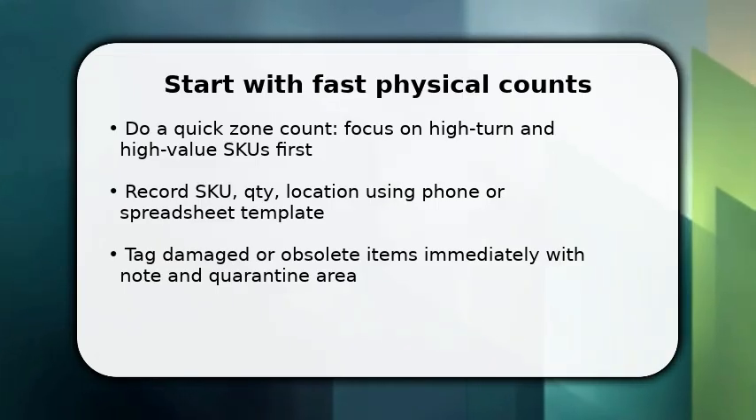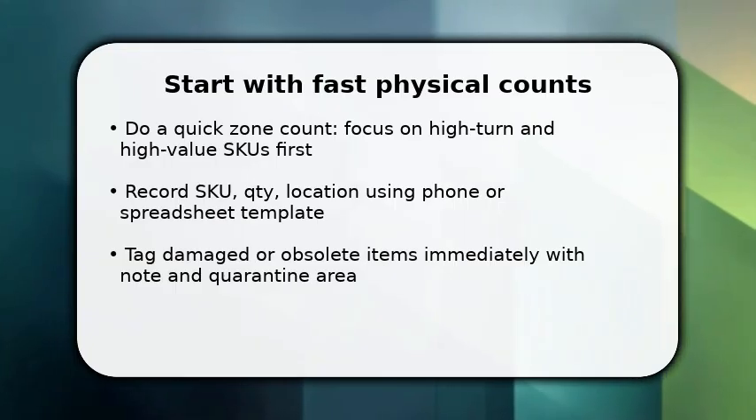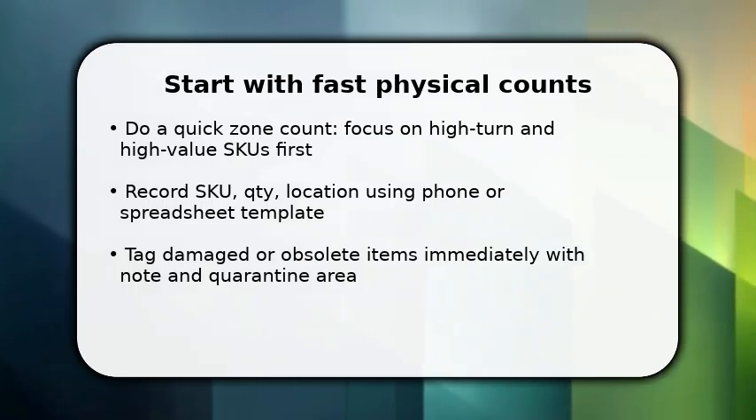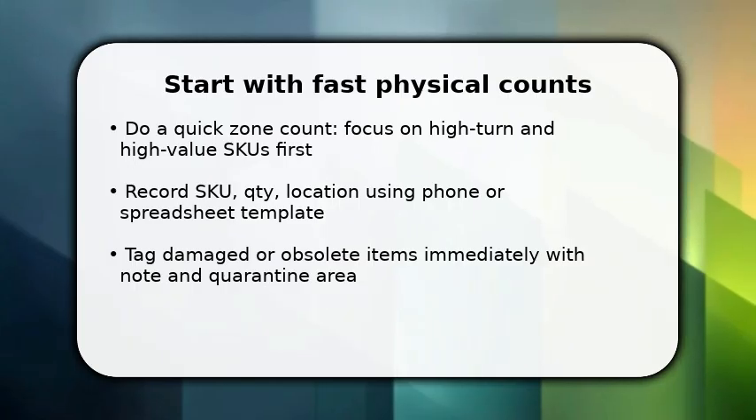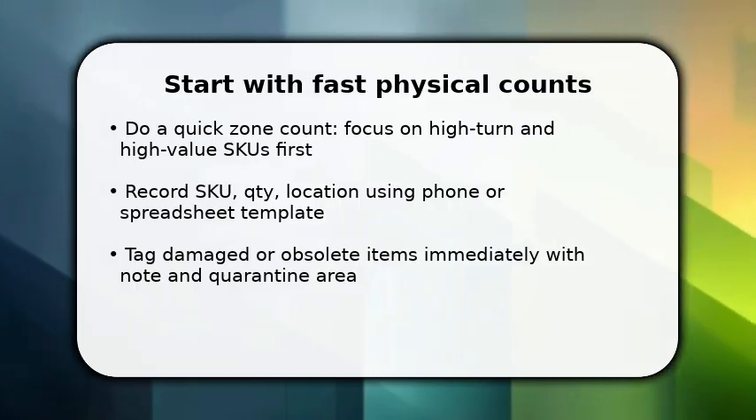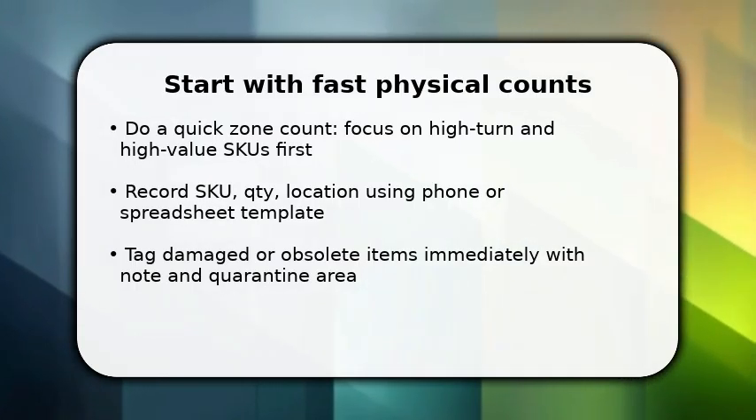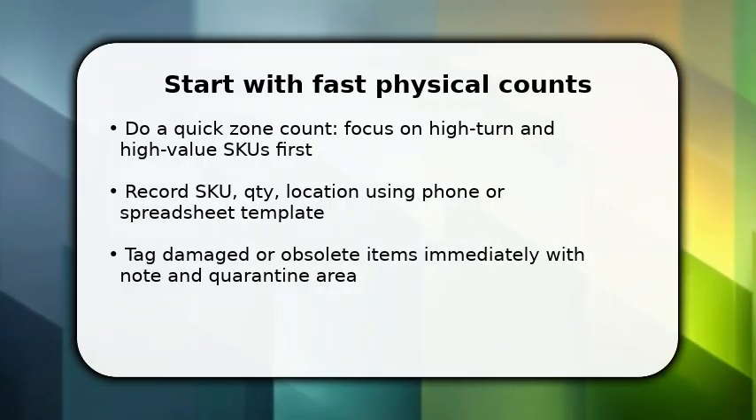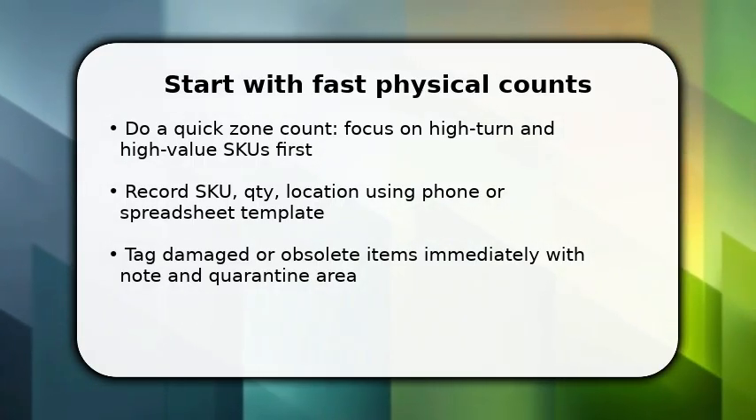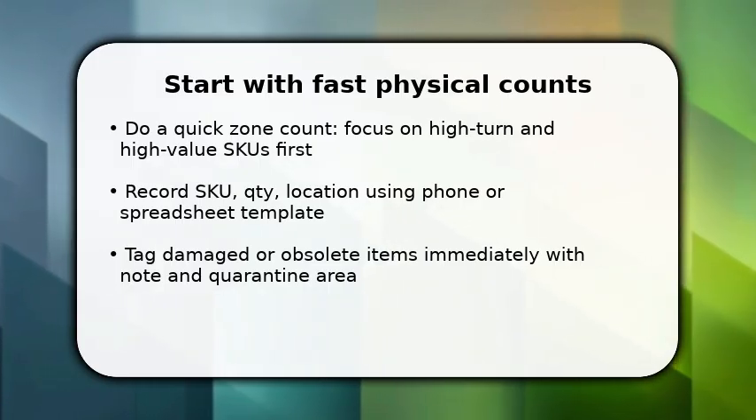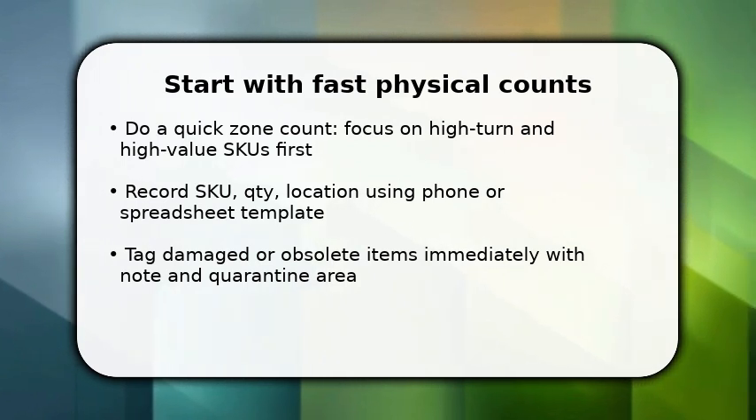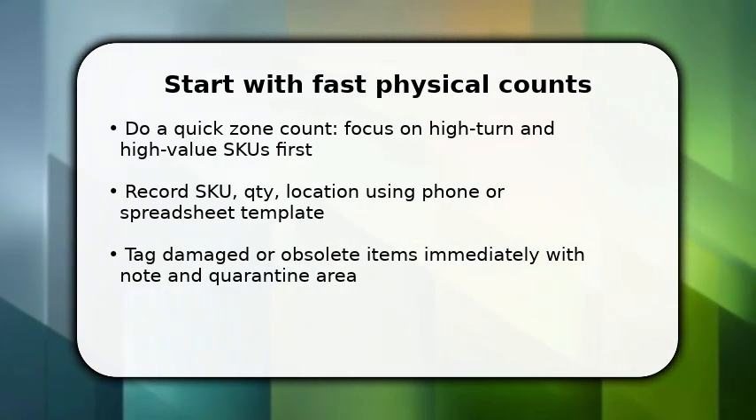You begin by doing a focused physical count of priority areas, high turn and high value SKUs. Use your phone or a simple spreadsheet to record SKU, quantity, and precise location as you go. Once you spot damaged or obsolete items, tag and move them to a quarantine area so counts stay accurate. Do this in short passes to avoid fatigue. Make sure to timestamp each entry. This fast start gives you a clean baseline and momentum for implementing a reliable inventory routine.